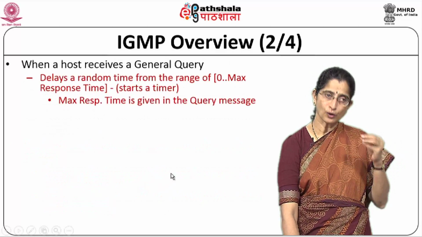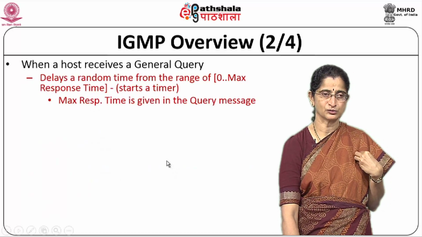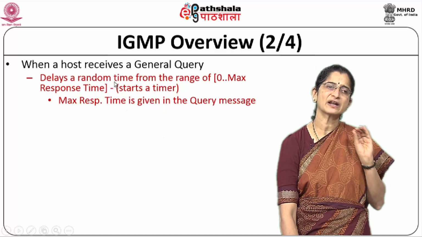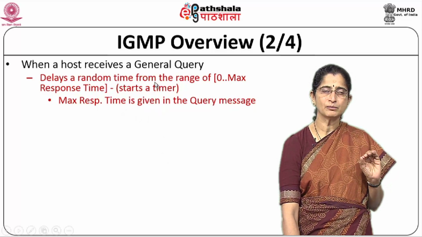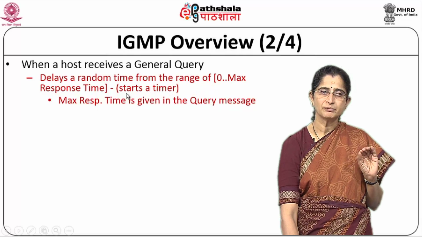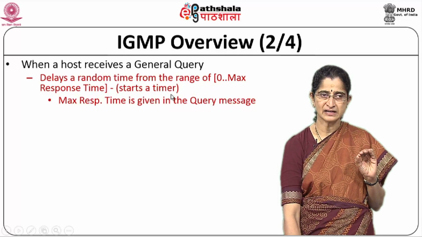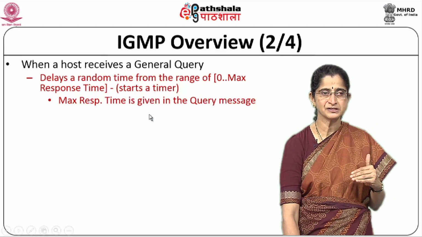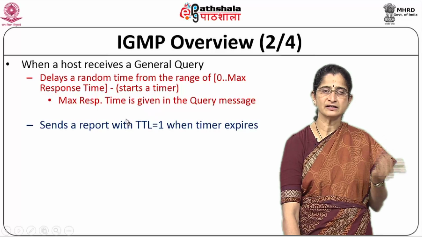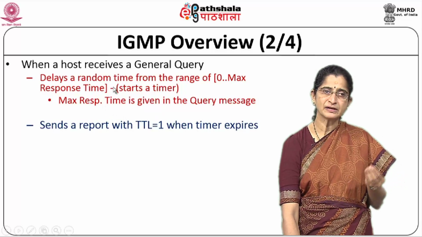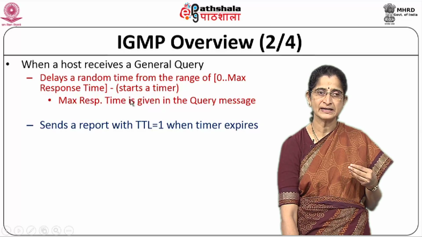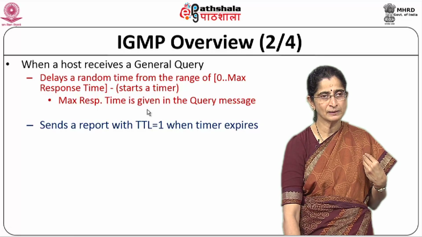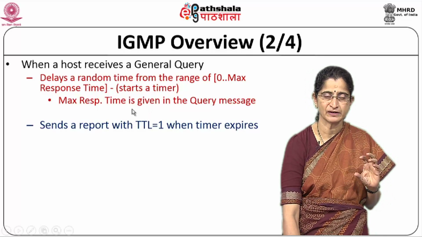When a host receives a general query, what is it expected to do? Normally, it does not immediately respond. It delays for a random amount of time varying from 0 to the maximum response time. It has a timer set for this purpose, and it will start the timer. When its random time expires, it will send the report. The maximum response time for which it can delay the reply is specified as part of the query message. So, the router is expecting reply messages to come within that amount of time.